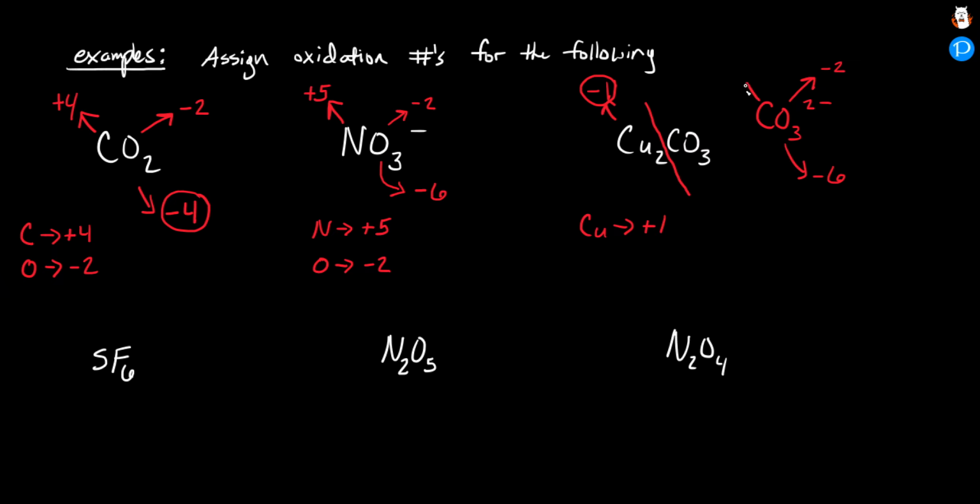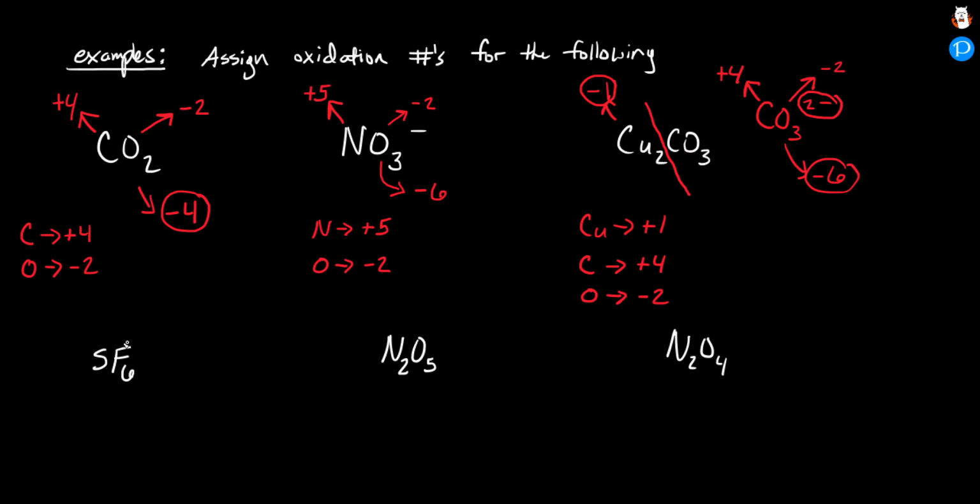So what does this carbon have to be? What do I have to have here, plus the -6, to leave me with -2? So this would have to be +4 in that case. So therefore, carbon is +4 and oxygen is -2. So we could have just looked at it as the ion, CO3 is -2, the copper is +1, but if we wanted to look at the carbon by itself and the oxygen, we would have to look at it like this. Let's take a look at SF6.